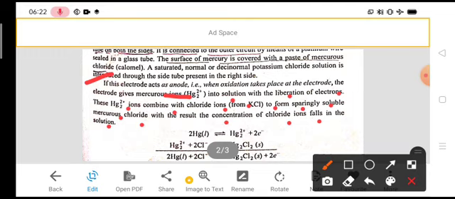Once again I repeat, if the electrode acts as anode, that is when oxidation takes place, the electrode gives mercurous ions into solution with the liberation of electrons. These mercurous ions combine with the chloride ions to form sparingly soluble mercurous chloride. With the result, the concentration of chloride ions falls in the solution.